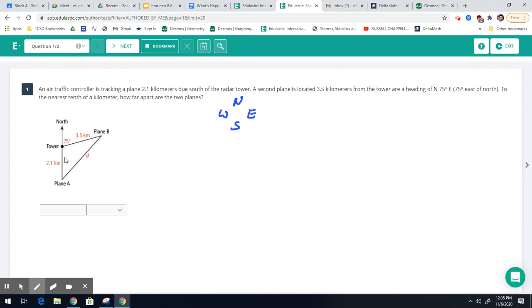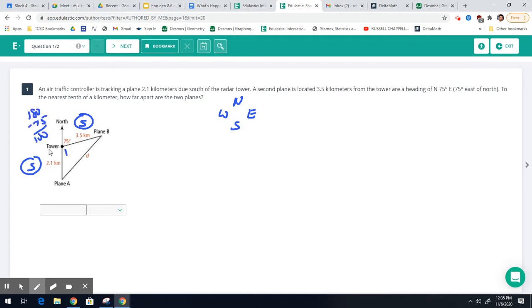So here's this triangle we've created between the tower, plane A, and plane B. Now, this is a side in this triangle, and this is a side in this triangle. Now, this angle 75 degrees is outside, but the line connecting north to south, right? So if this is south, that's north. That's going to be a straight line.